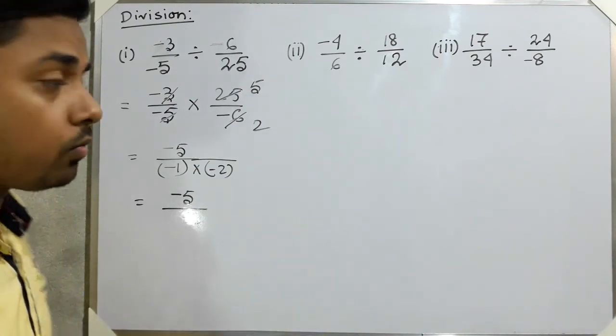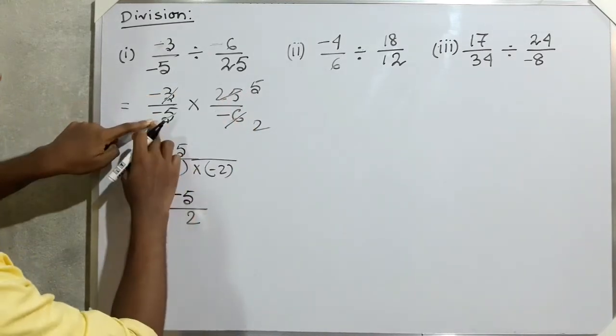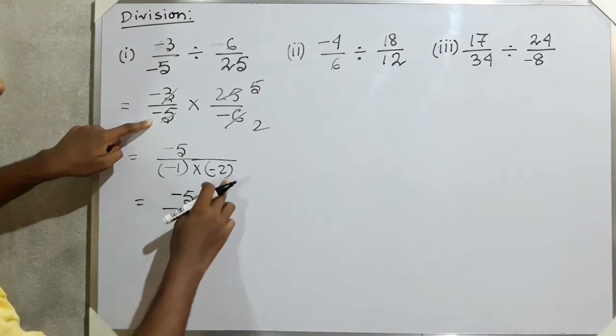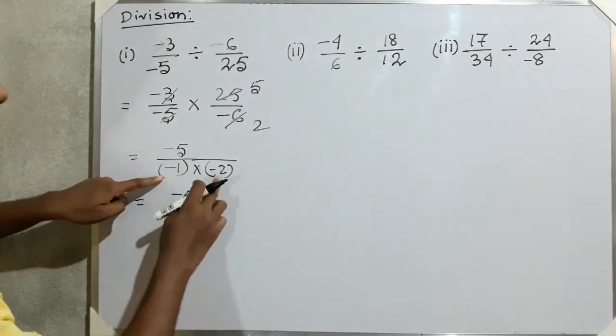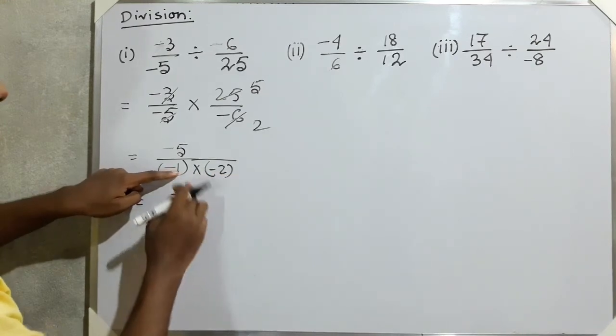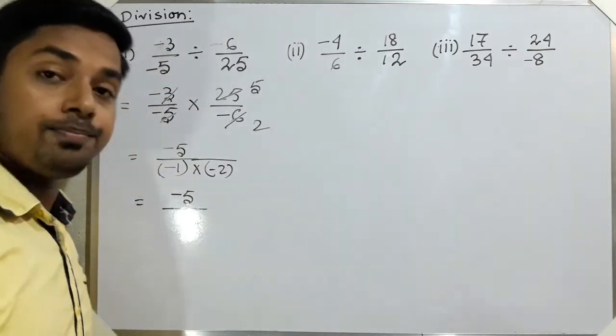Is that clear what you have done here? This minus 1 into 5, minus 5. Then minus 1 into minus 2, same as it is. Now in the next line, in this line we have multiplied these into integers. 2 ones are 2, then minus into minus is plus here. Is that clear to all?